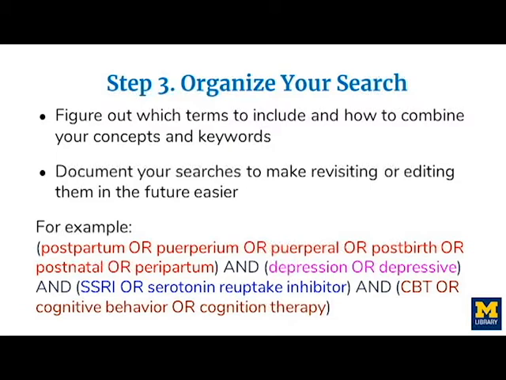When you're organizing your search, that is step 3. So you figure out which terms to include and how to combine them. That's what we were doing. You also want to document your searches. It's really, really important that I make a record of what I just did, so when I revisit it, when I edit, when I add more terms, I have this. I cannot emphasize documentation more during the search process.